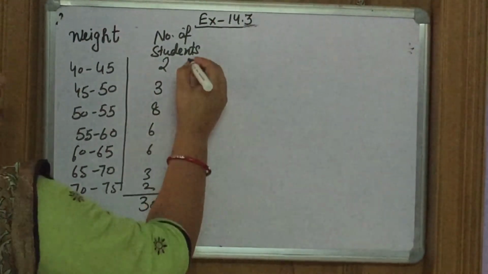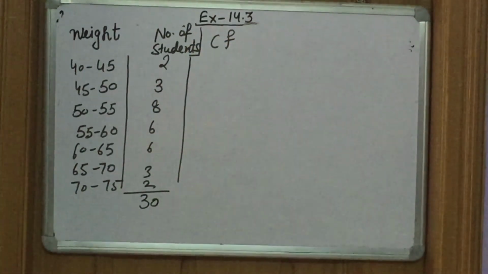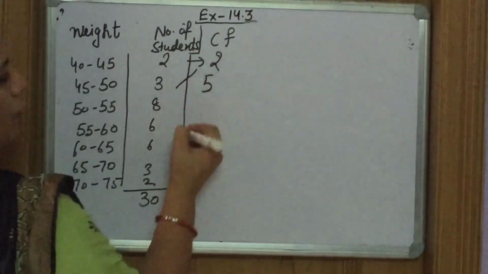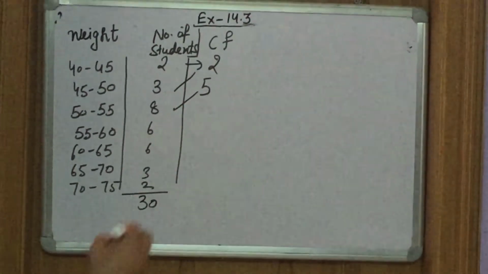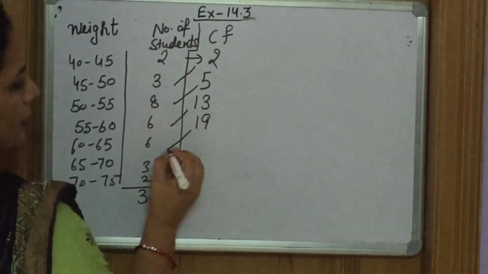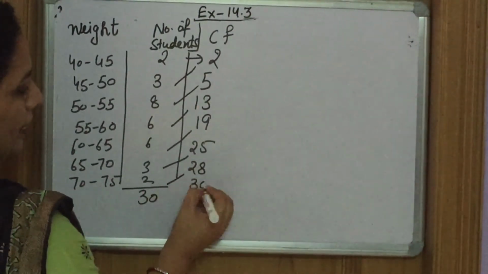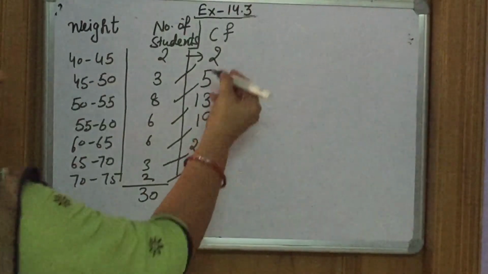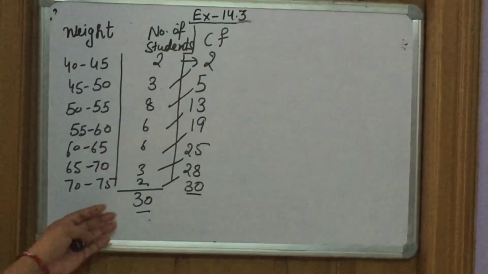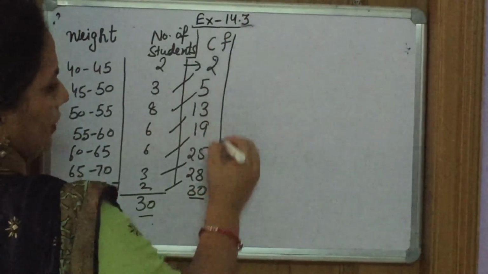So first of all, we have to obtain the next column, that will be CF, cumulative frequency. So the first number will be the same. After this add the terms: 5, then 8 plus 5 is equal to 13. Then 13 plus 6, 19. Then 25. Then 28. And in the last we have 30. The last term of CF is equal to the total number of students. That means both of the terms are equal to 30. That means our addition is accurate.